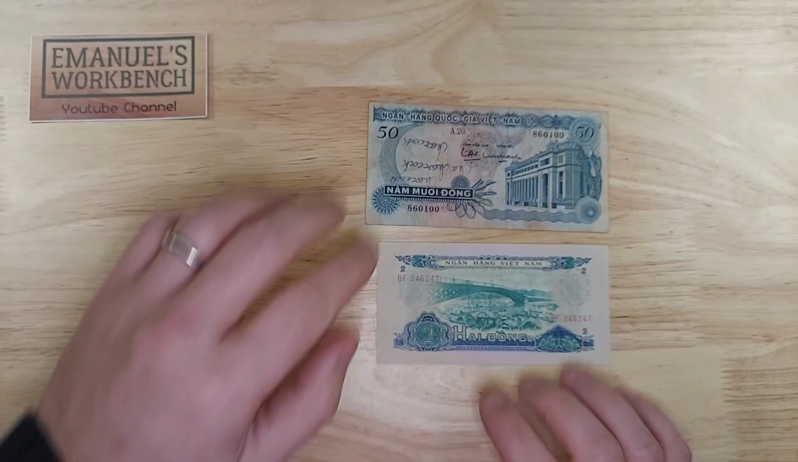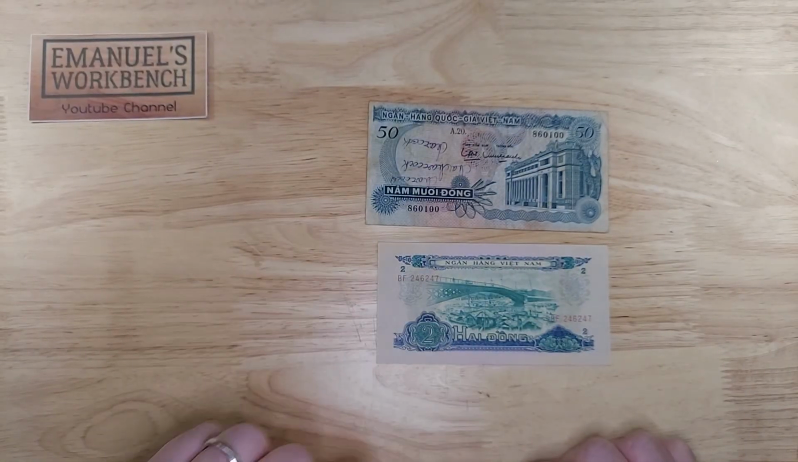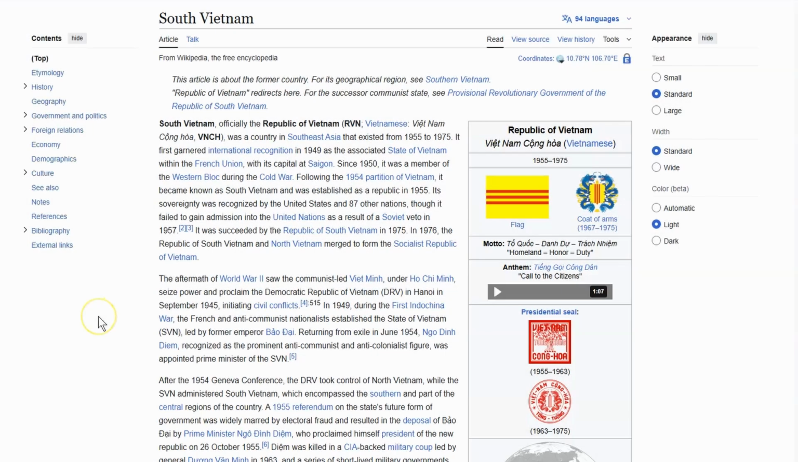We're going over to South Vietnam. Let's go check out the country profile. South Vietnam is a former country in Southeast Asia that existed from 1955 to 1975. In 1975, it merged with North Vietnam to become the modern state of Vietnam.